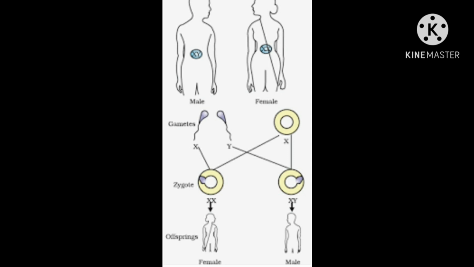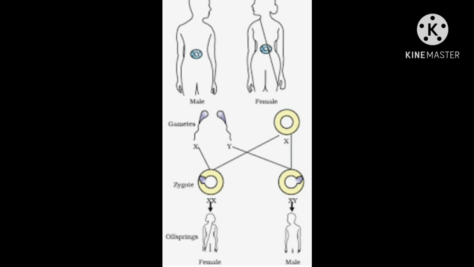Women have a perfect pair of sex chromosomes, both called X chromosomes. But men have a mismatched pair in which one is a normal sized X chromosome while the other is a short one called Y chromosome. So, women are XX while men are XY.